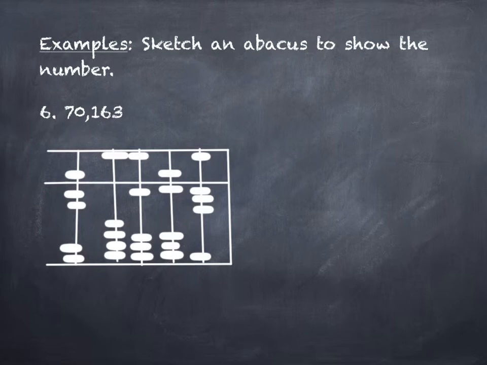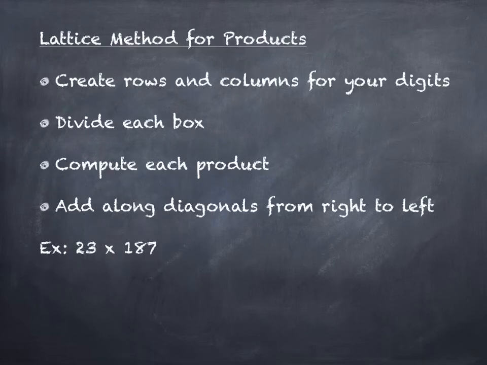So far, so good? That's what you're going to be doing with the abacus. You're going to be drawing representations and interpreting representations. One last topic in this section is lattice multiplication. This is the lattice method for multiplying. And the description here is something like this. You're going to create rows and columns for your digits. You're going to divide each box, compute each product, and add on diagonals.